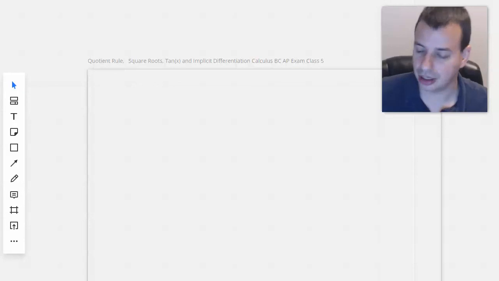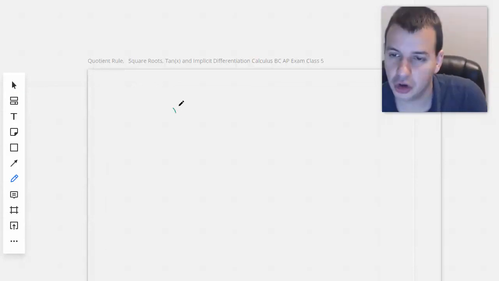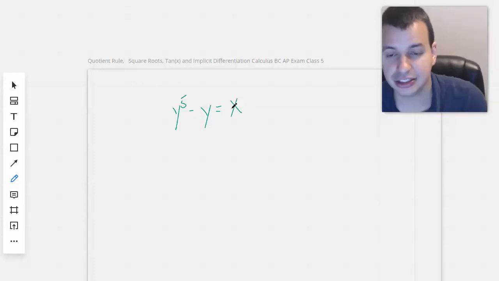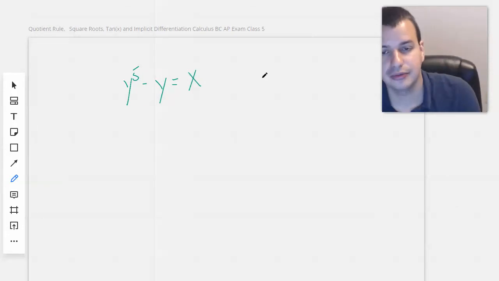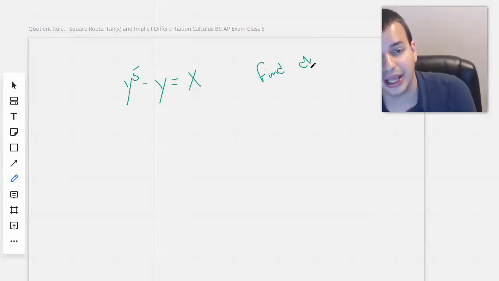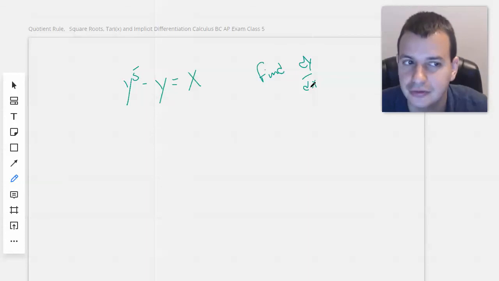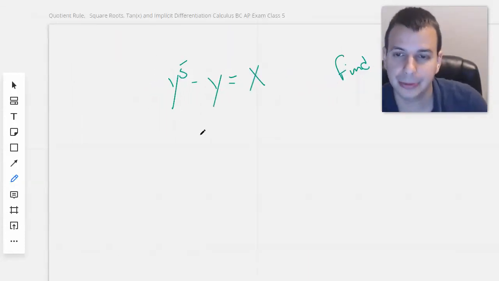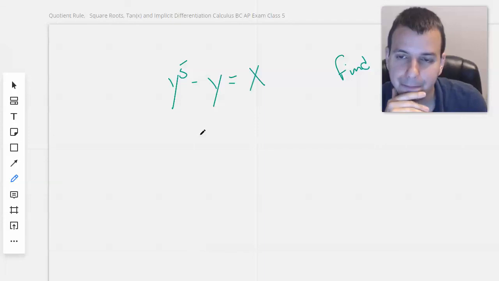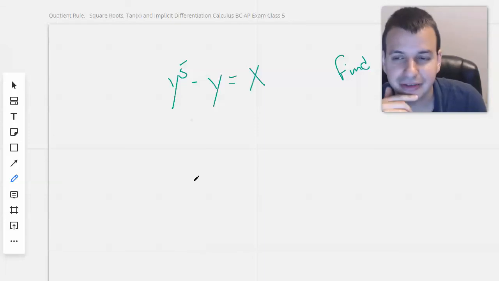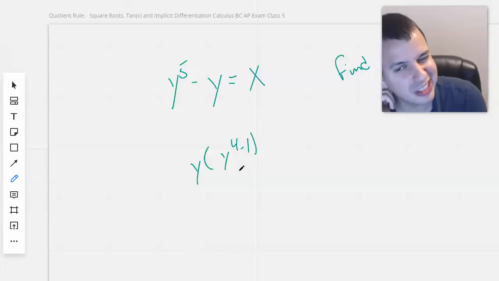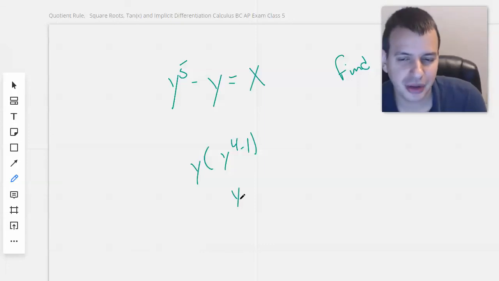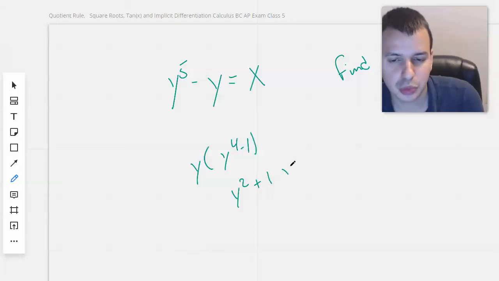So you'll see something more along the lines of, let's say, y to the fifth minus y equals x. And you really can't solve this, and then we'll be like, well, find dy/dx. You really can't solve this for y on its own. You might think that you can, let's factor out a y, you get y to the fourth minus 1, but then that's a difference of squares, so then we have y squared plus 1, y squared minus 1.